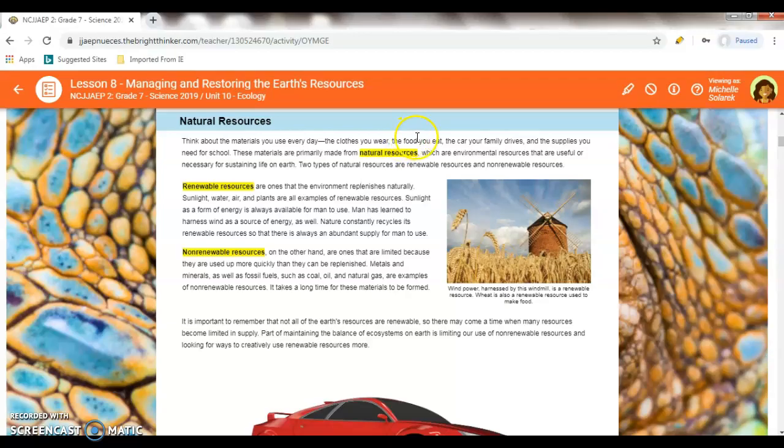Renewable resources are the ones that the environment replenishes naturally, which are sunlight, water, air, and plants. These are all examples of renewable resources. Non-renewable resources, on the other hand, are limited because they are used up more quickly than they can be replenished. These are things such as metals, minerals, and fossil fuels.